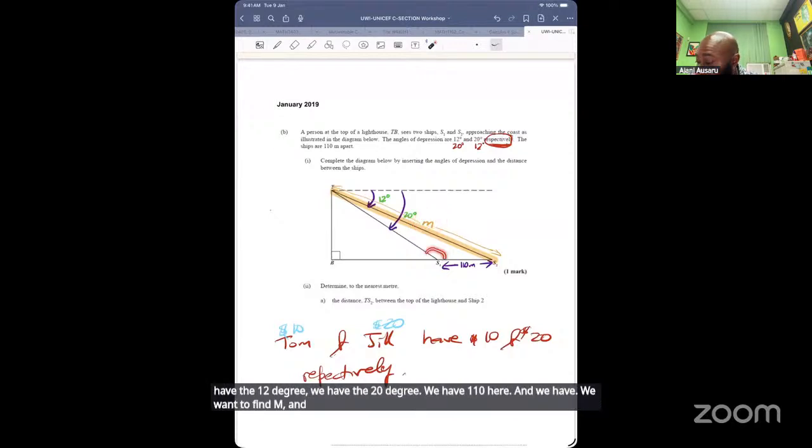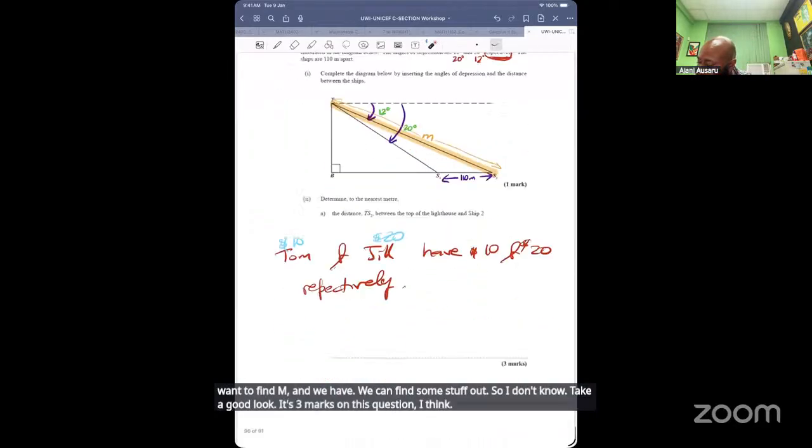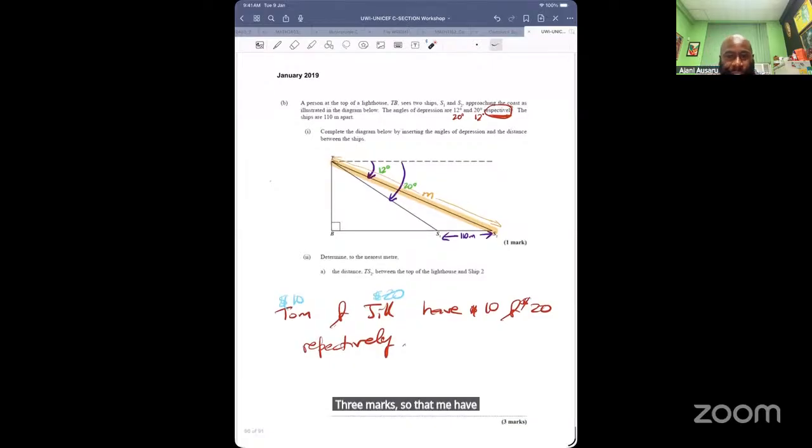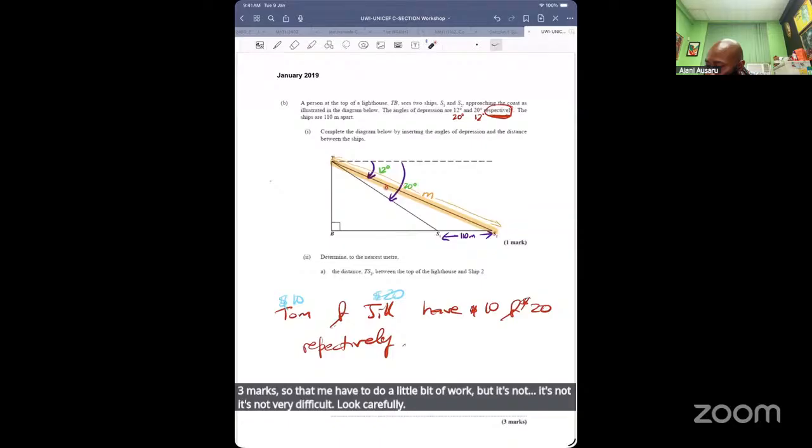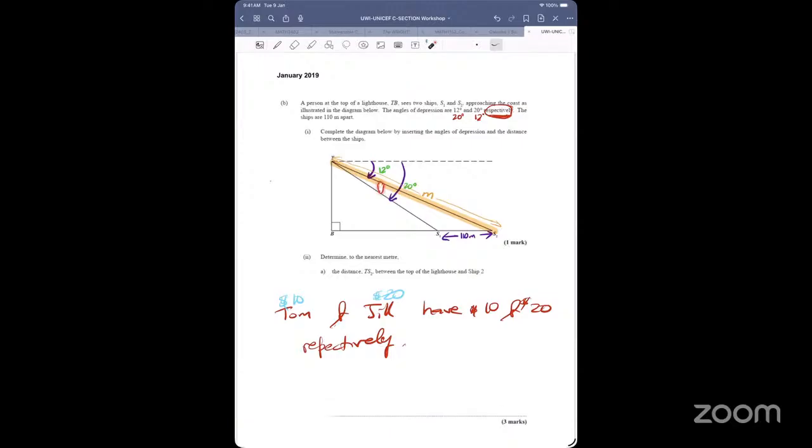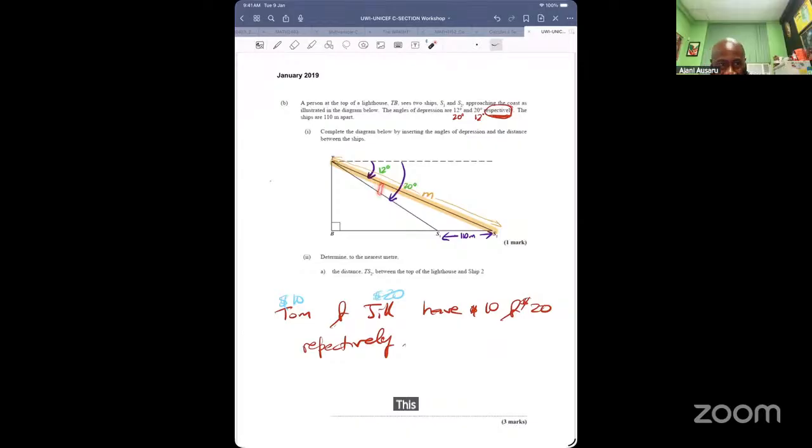And we can find some stuff out. So I don't know. Take a good look. It's 3 marks for this question, I think. 3 marks. So that means you have to do a little bit of work, but it's not very difficult. Look carefully. Do we know this angle here, the one I'm marking on the screen? Do we know this angle? Yes or no? No. Take a good look. This one. This little one here. Do we know what it is?